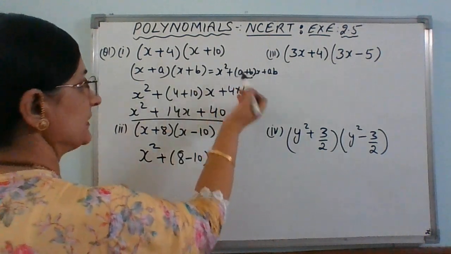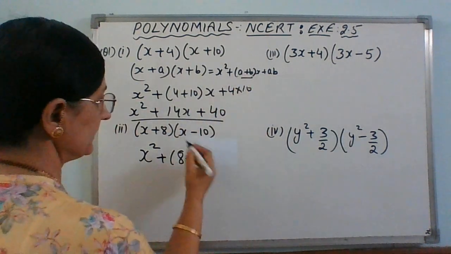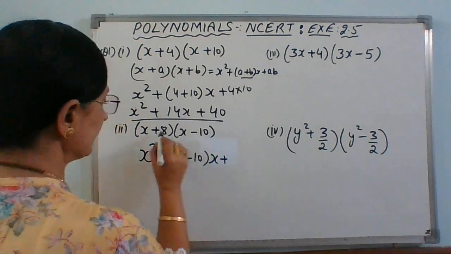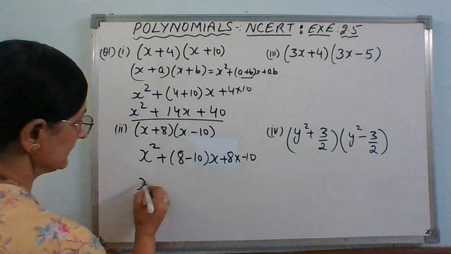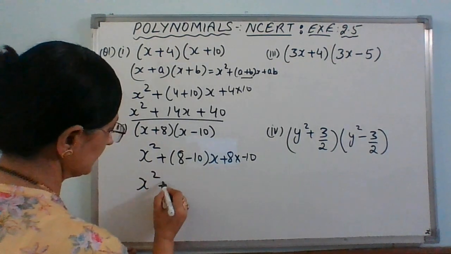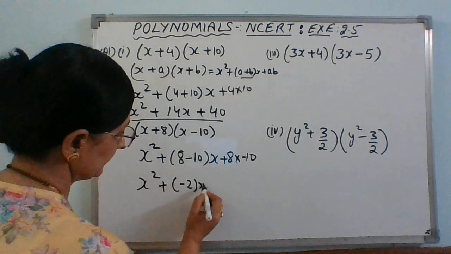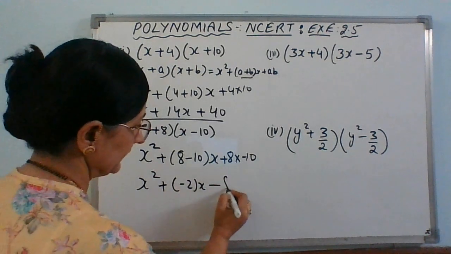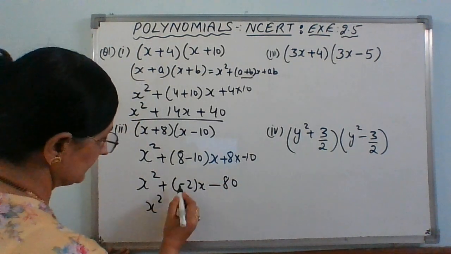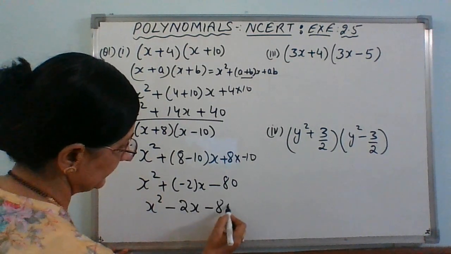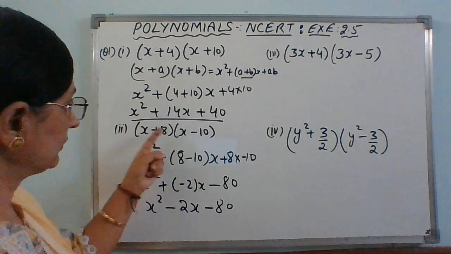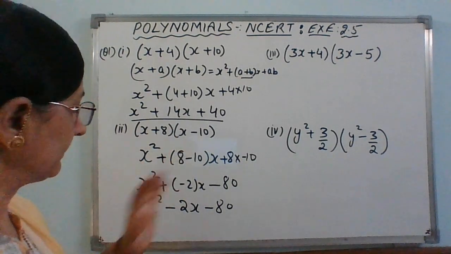If it is a plus b, then a plus b, a minus b, then a minus b. We have to write x, and then we have to multiply 8 and minus 10. We have to take the signs as they are. So x square, 8 minus 10 is minus 2x because 10 is greater. Here 8 times 10 is 80. So one more step, I'm going to write plus minus 2x and 80, right? So x square, minus 2x, and minus 80.